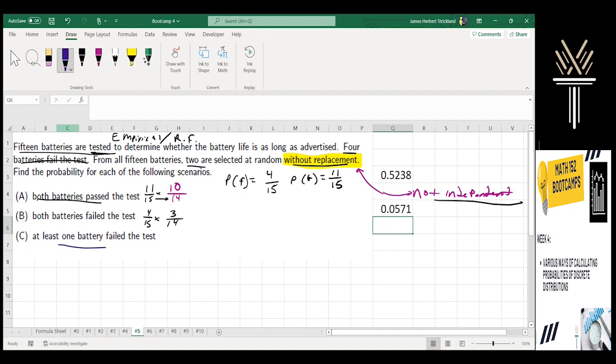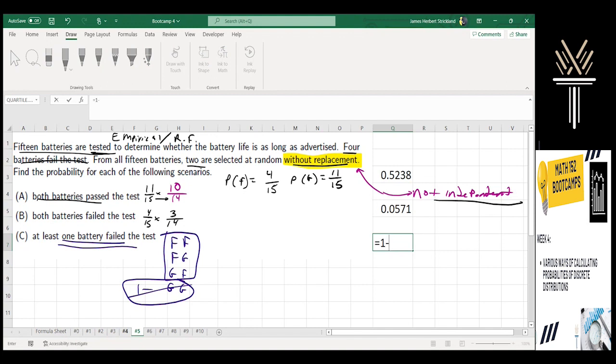Now, at least one battery failed the test. So it could be fail-fail, fail-good, good-fail, or good-good. If at least one battery failed, we want this group right here, which means we could just do 1 minus the good-good case, right? We can just take the complement. If we take that out, that will leave what we're looking for. So we would say 1 minus the good-good case, which is the one we already calculated up here.